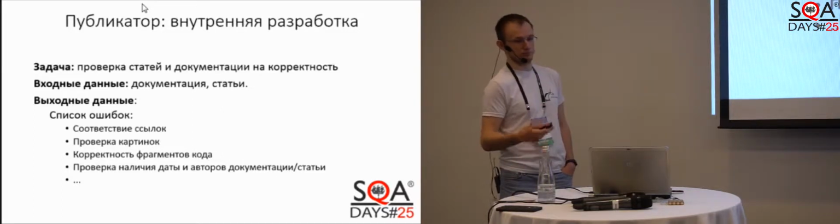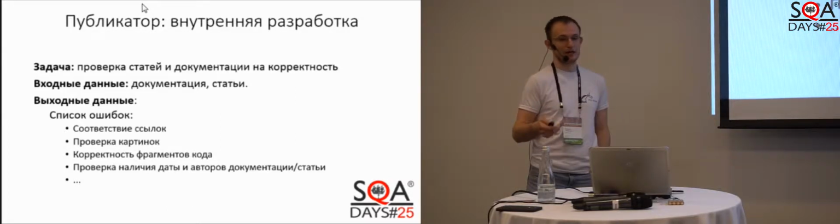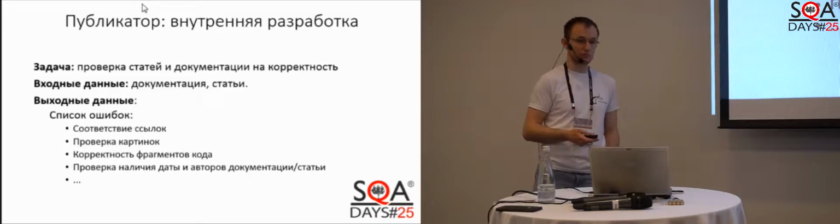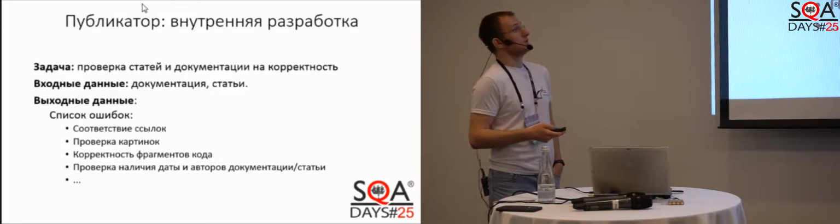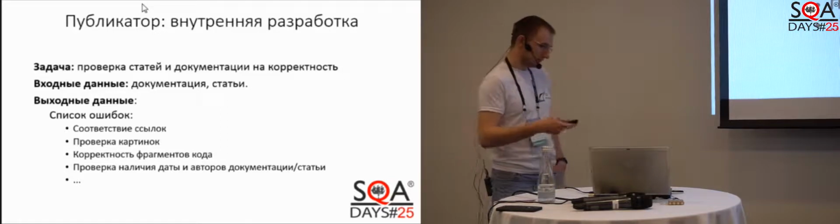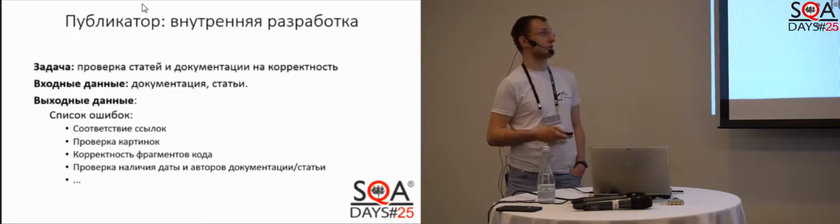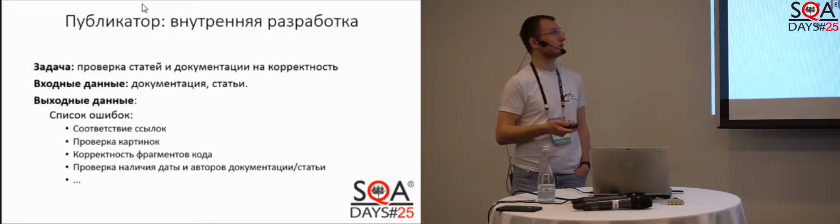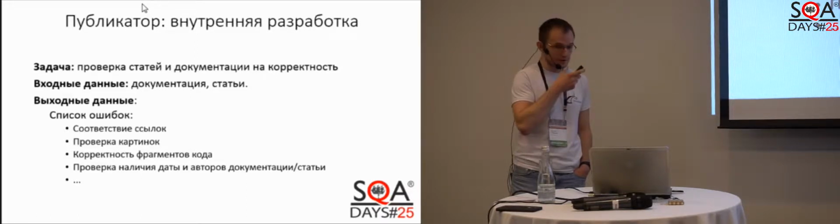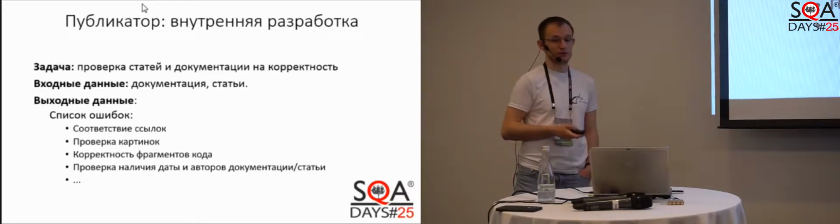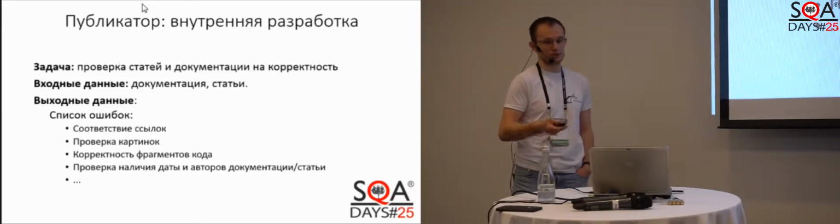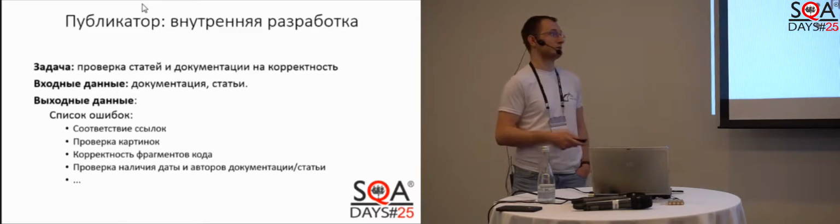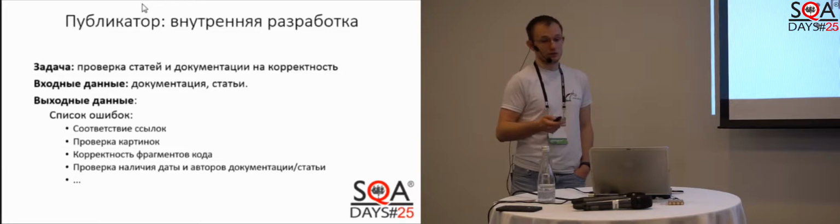So we have text here as the source of information, and we can identify errors according to preliminary drawn rules. For example, we can treat such mistakes as links, pictures, that the size is correct, and the pictures look properly. All the articles and all the documents must look properly. If there are some fragments of code, they are also checked.